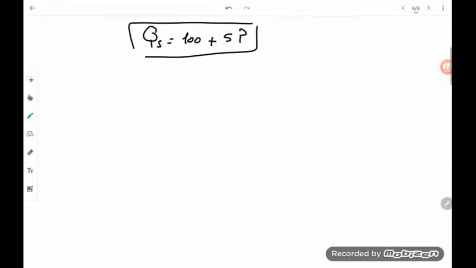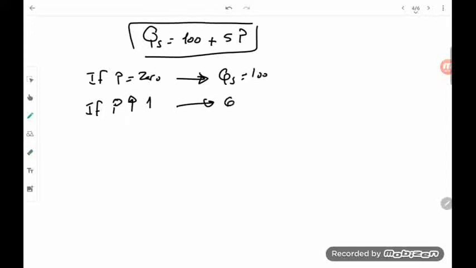So for example, if we write quantity supplied as 100 plus 5P, this means that if price equals 0, quantity supplied will be 100. If price increases by 1 unit, quantity supplied will increase by 5 units.